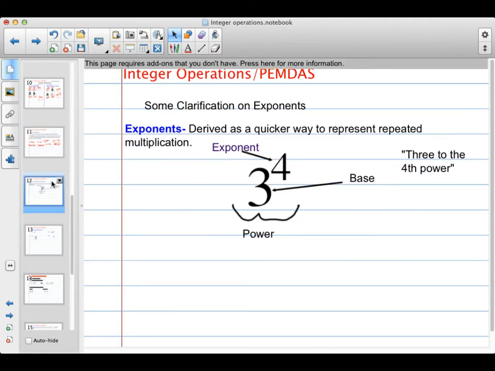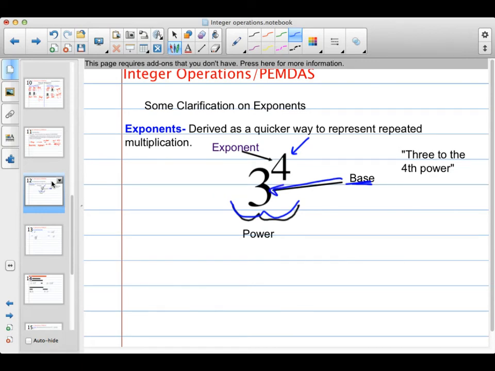Now, some clarification on exponents. Exponents are actually derived as a quicker way to show repeated multiplication. Very often I will see people do this incorrectly. This whole thing here is the power. 3 to the 4th power is how it's read. The exponent in 3 to the 4th power is actually just this little number 4. This is my exponent. The exponent tells us how many times we're going to use our base. Our base in this case is 3.